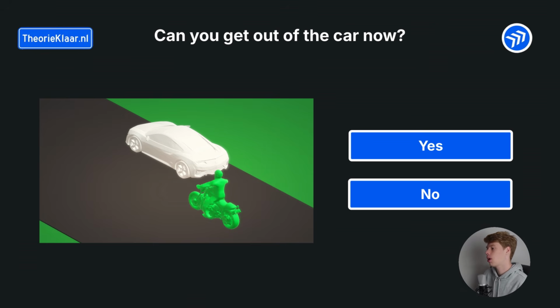Can you get out of the car now? Yes or no? Well, stepping out of the car is seen as a special maneuver, and then you give way to all road users. So the motorcycle goes first. And the right answer is no.